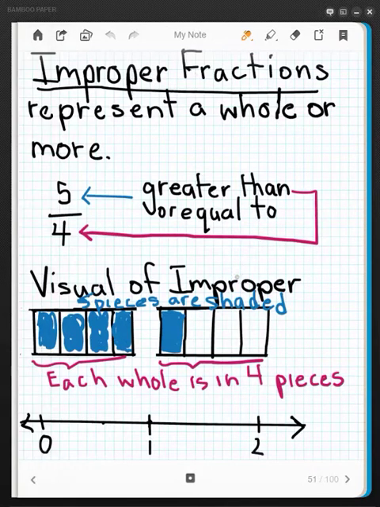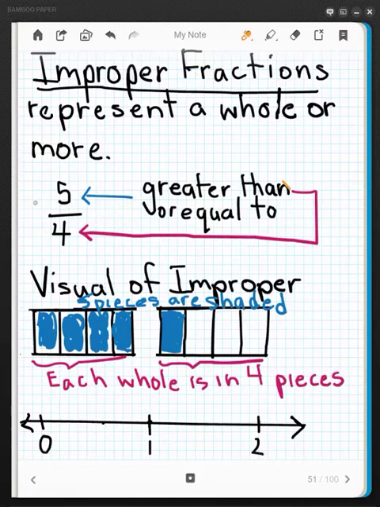Okay. Now let's talk about the other type of fractions, improper fractions. Improper fractions represent a whole or more. So that fraction of 3 over 3 that I wrote on the last page, that would be an improper fraction. In an improper fraction, the numerator is greater than or equal to the denominator. A visual of an improper fraction starts with one whole thing or more.